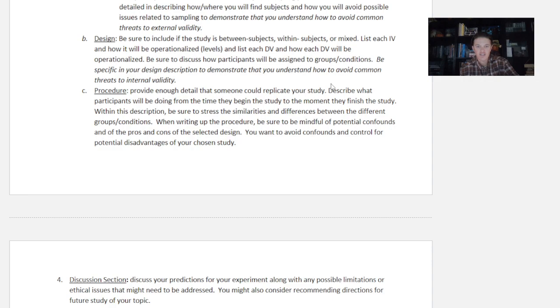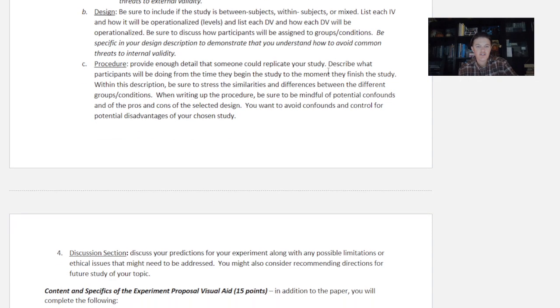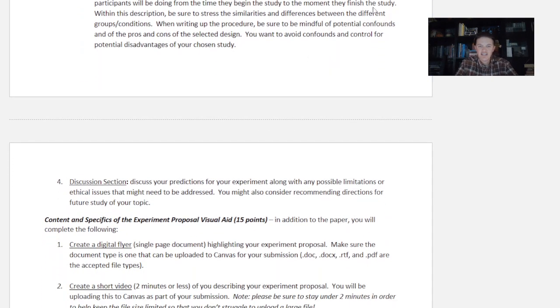You're also going to talk about your procedure. Provide enough details that someone could, in theory, do your study, right? Describe what the participants will be doing from the time they begin to the moment they finish. Be sure to stress the similarities and differences between the different groups and conditions. When you're writing this up, be mindful of potential confounds, also the pros and cons of your selected study. You're going to want to avoid any confounds and control for disadvantages whenever possible.